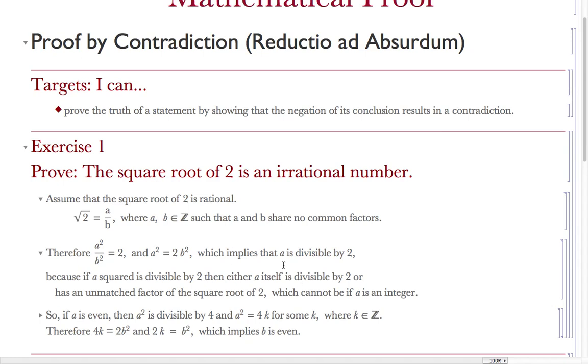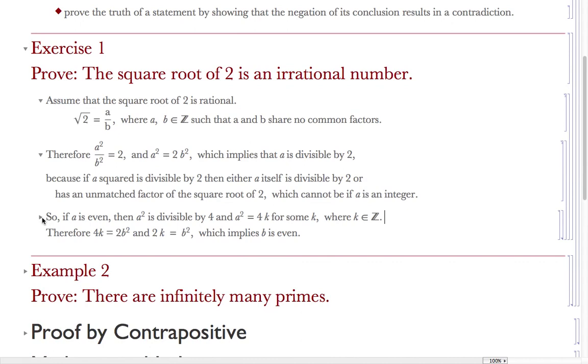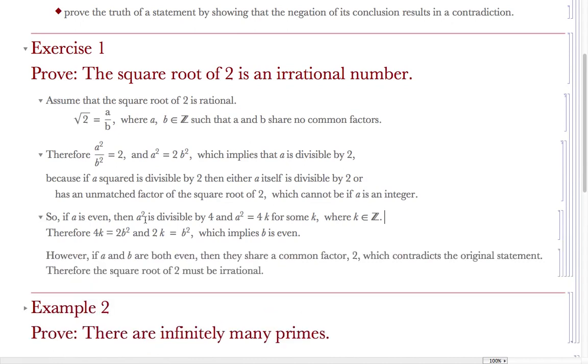And here's where we run into our contradiction. Because we had said at the outset that a and b share no common factors. But if a and b are both even, then they share the factor 2, which contradicts our original statement. Therefore, the square root of 2 must be irrational. Let me make some points here.